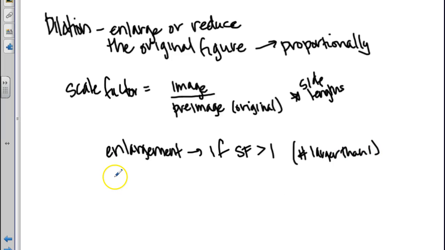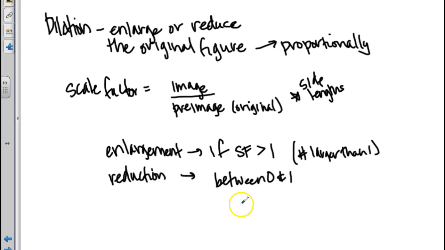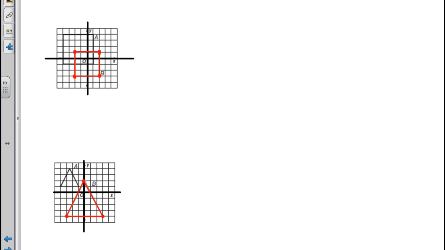A shrink or a reduction needs a scale factor between 0 and 1. Remember, the negative is just going to flip it over. Written as an inequality, between 0 and 1, which means a decimal number smaller than 1. The reason I say that is because 2.5 is a decimal number, but it's bigger than 1, so that would be an enlargement. It would be 2.5 times the size. All right, so let's look at a few problems.